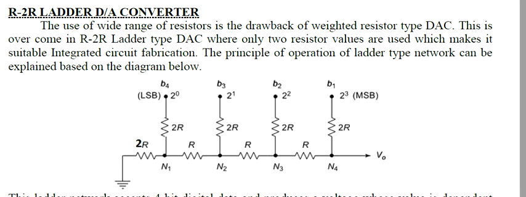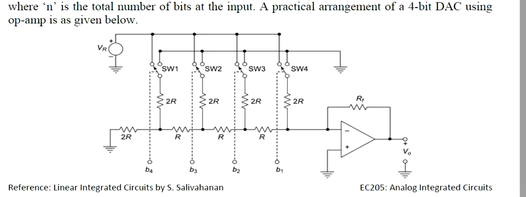So, we shall see the detailed circuit diagram of R-2R ladder DAC. This is the circuit diagram for R-2R ladder DAC, and this arrangement is for a 4-bit DAC. Here we use an op-amp. This op-amp acts as a summing amplifier, and only two resistor values, R and 2R, are used here.